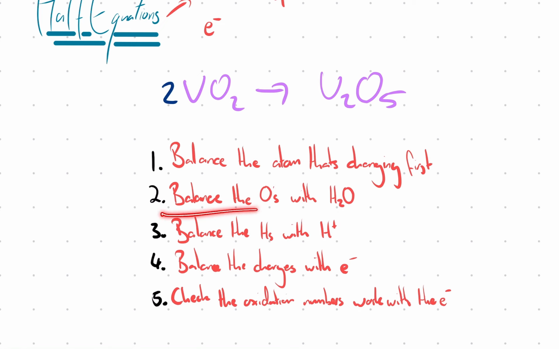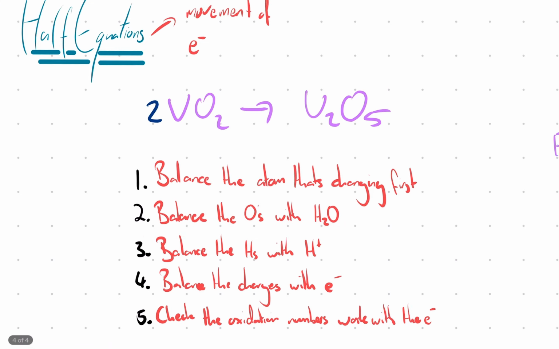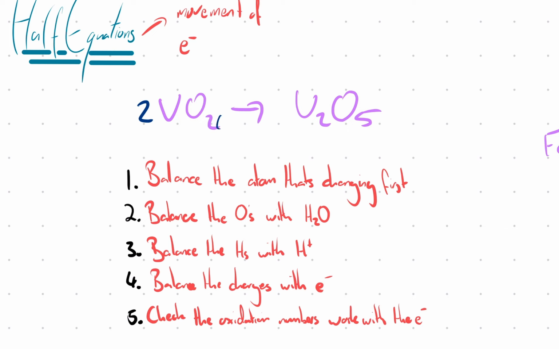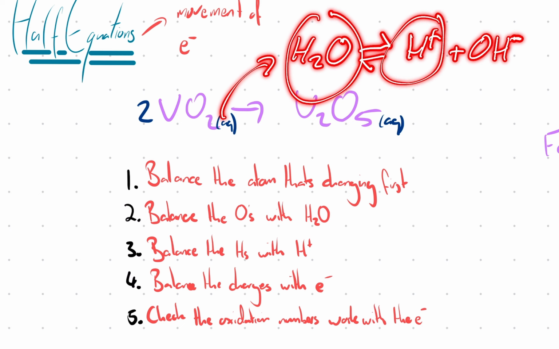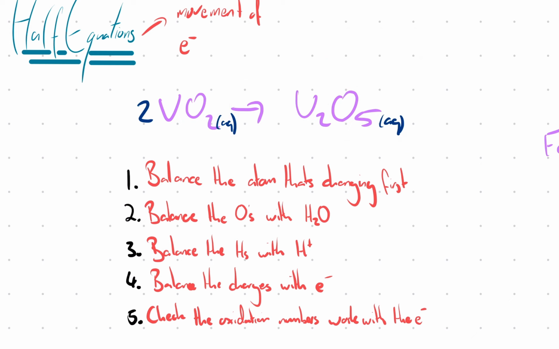Step 2, balance the O's with H2O. Worth noting here that all of the time these things are going to be aqueous. And what that means is when something's dissolved in water, we've clearly got an excess of H2O, and that H2O has this equilibrium where we can get H+ ions and OH- ions. So because of that, we've got an excess of both water and H+. And we essentially use these when we're working with these half equations.